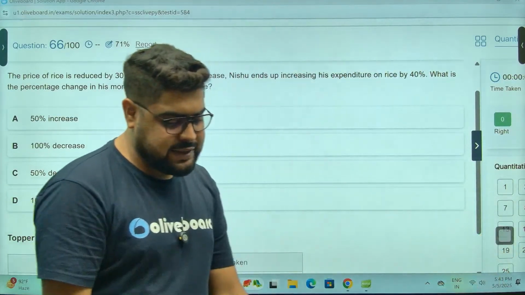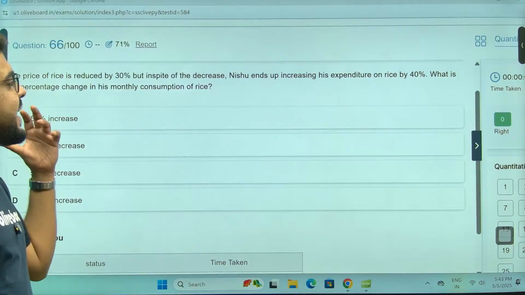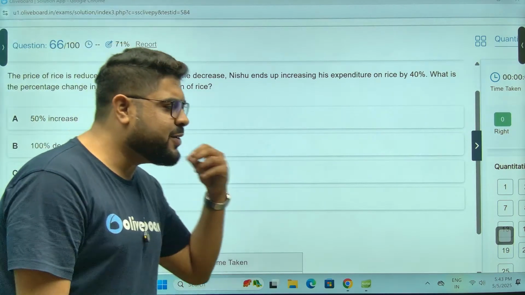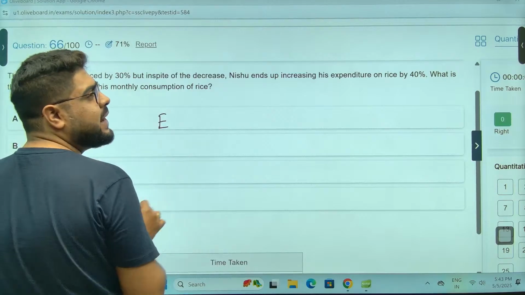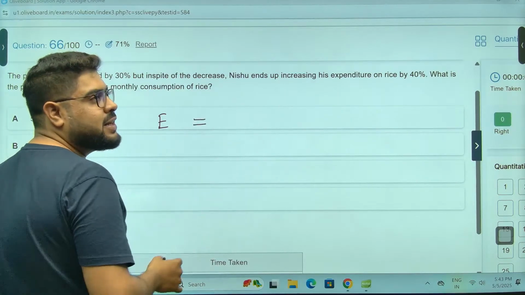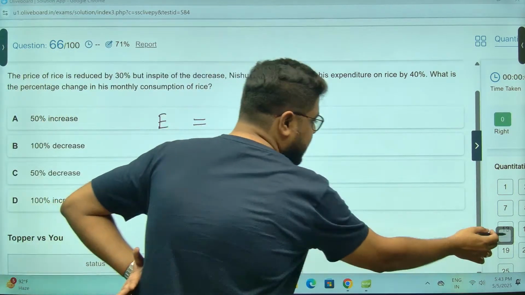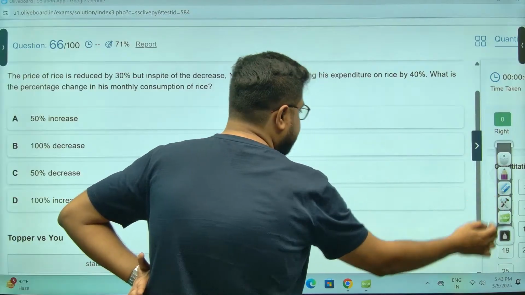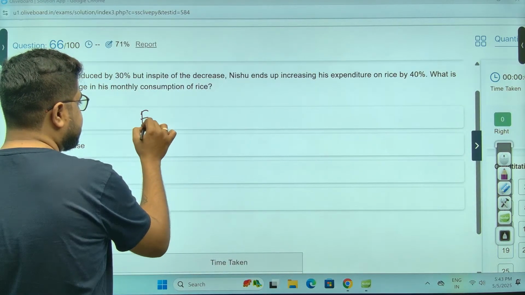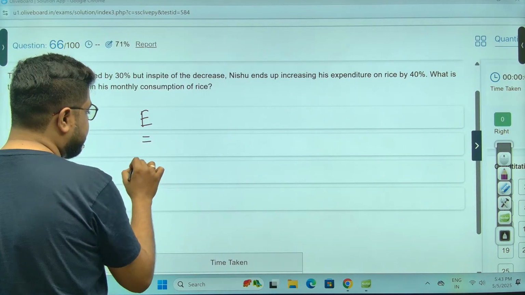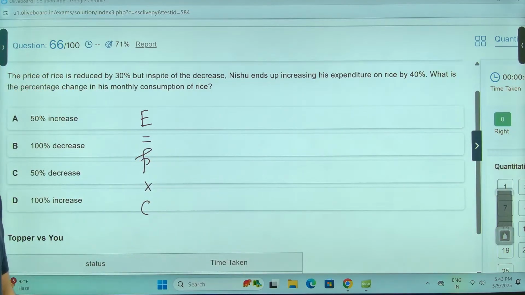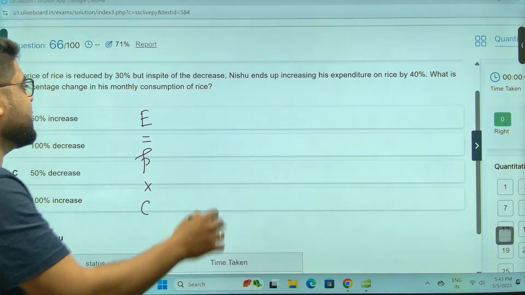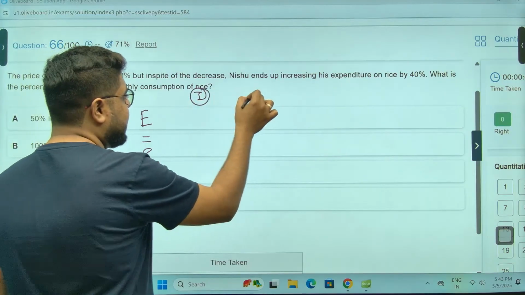So remember one simple thing. This is an expenditure based question, and I've given you so many things. Sir, remember only one thing: expenditure is equal to what? Let me write it like this. Expenditure is equal to price of the item into the consumption of the item, sir. So everything is given. So ratio is initial, final.